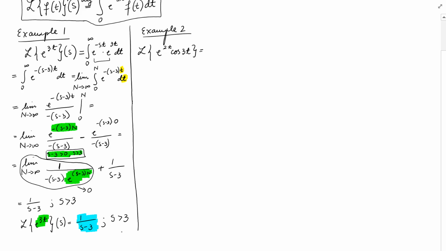Let's talk about the second example. Again, I want to do this problem using the definition. There are tables also, which we are going to use later, but now let's use the definition. So it's the integral from 0 to infinity of e to the negative st times our function, which is e to 2t cosine of 3t dt. And this would give us the Laplace transform of the function as a function of s.